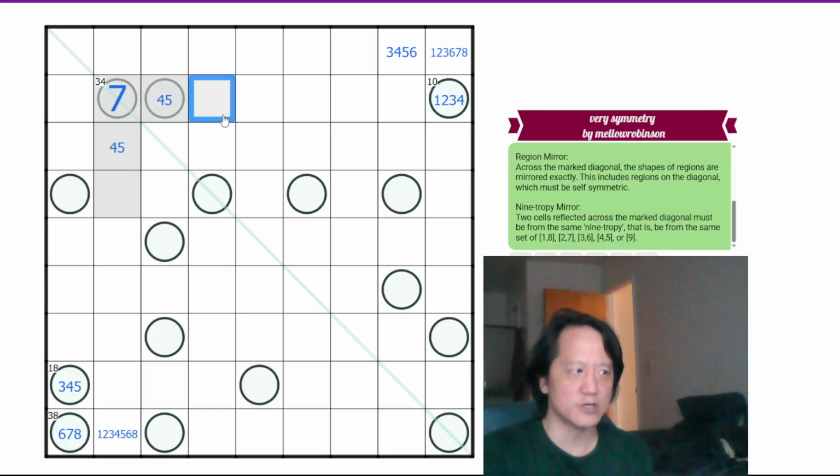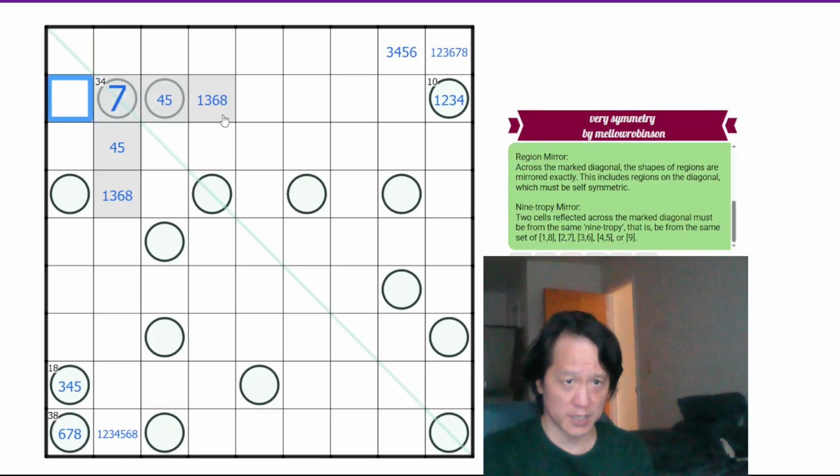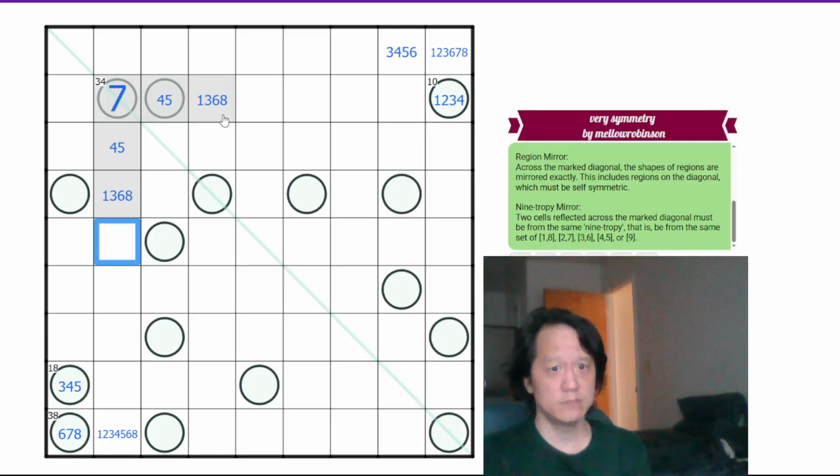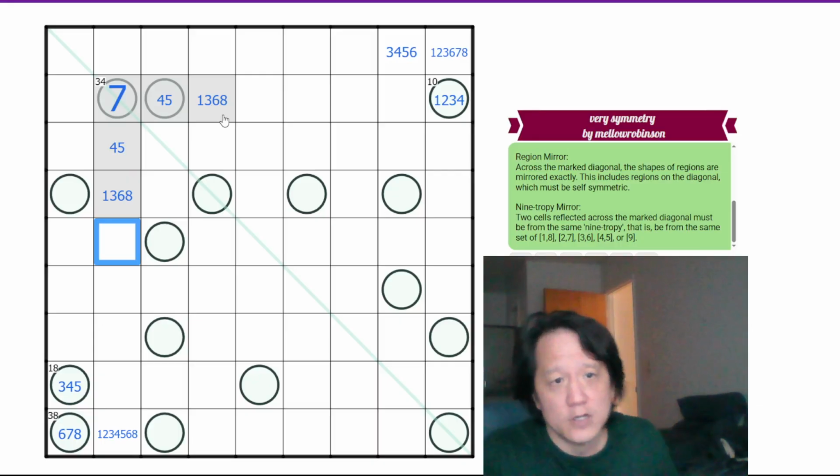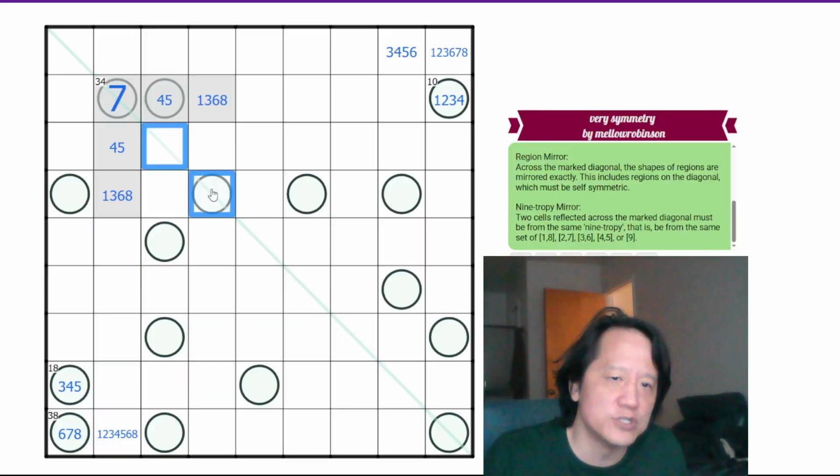So the remaining digits are 1, 3, 6, and 8. And it could be 1, 3, 6, 8 here or here, or 1, 3, 6, 8 here or here. 2 and 9 are not going to be symmetric with anything else. Because 2 is symmetric with the 7, 9 has to be symmetric with itself only. So that means we have to have 2 digits on the diagonals instead of 2 digits surrounding the diagonal. So therefore, it must be these 2.